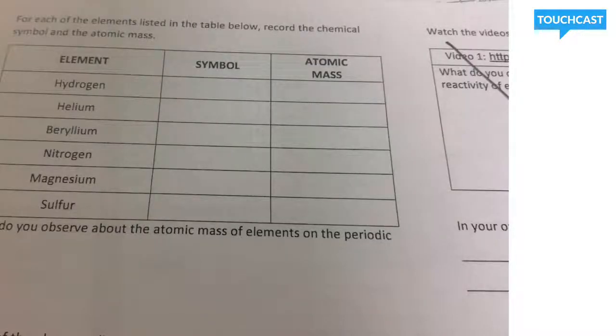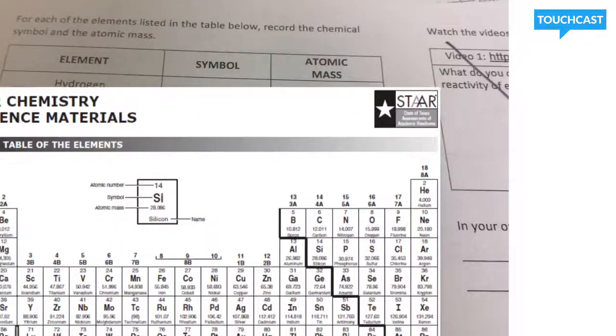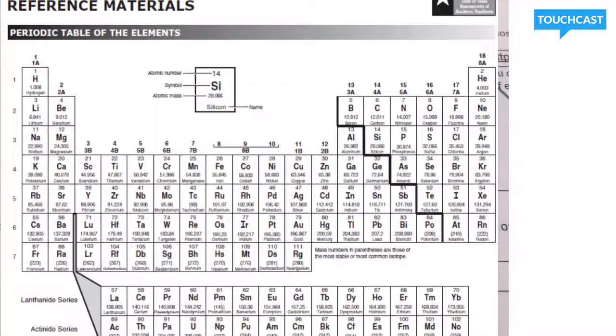Alright, this one's asking you to list the symbol and the atomic mass. So we're going to pull up our periodic table. The atomic mass is going to be in the bottom of the square. It's also going to be the larger number. I tell students to think of it as massive because it's the atomic mass.